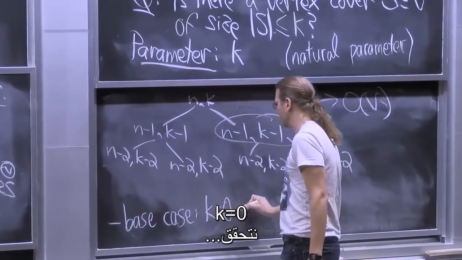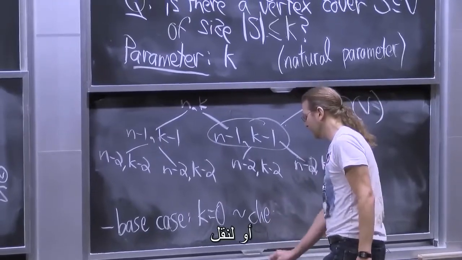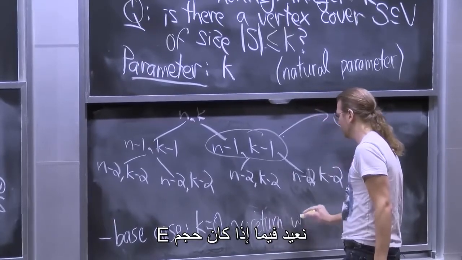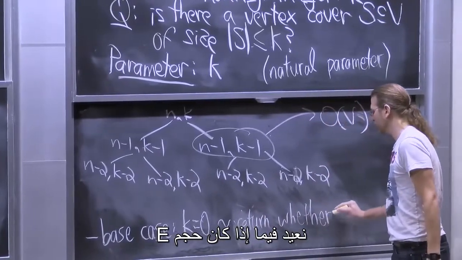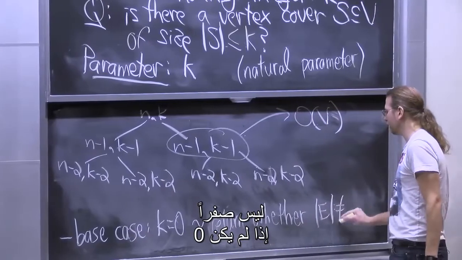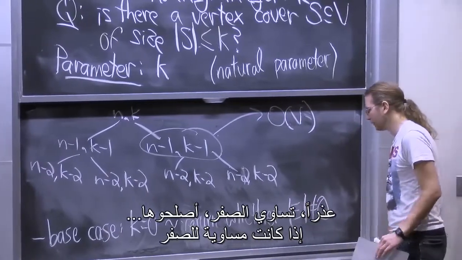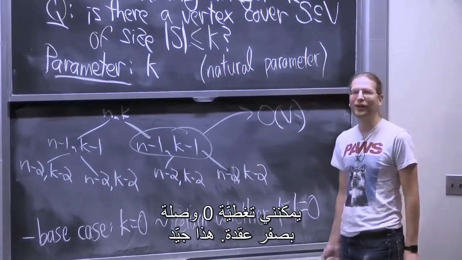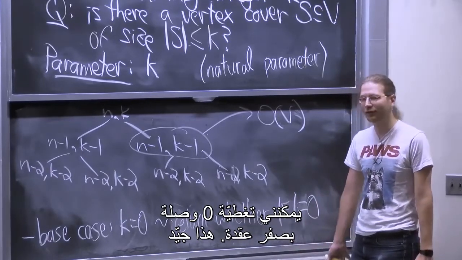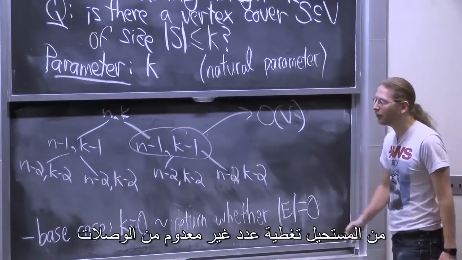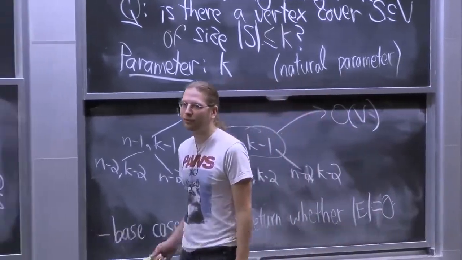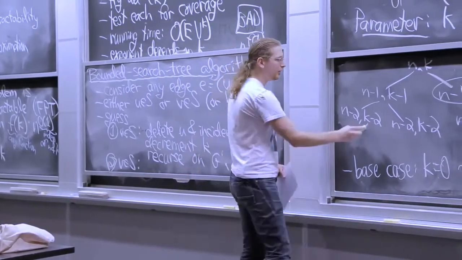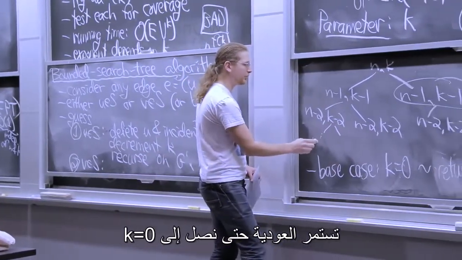K equals 0. Return whether the size of E is not 0. If it's not 0, sorry, whether it equals 0. Get it right? If it equals 0, then the answer is yes, there's a vertex cover. I can cover all of those 0 edges using 0 vertices. That's good. But when E does not equal 0, there's no way I can cover that non-zero number of edges using 0 vertices in my vertex cover. So that's the base case, which means this recursion keeps going until we get down to k equals 0.